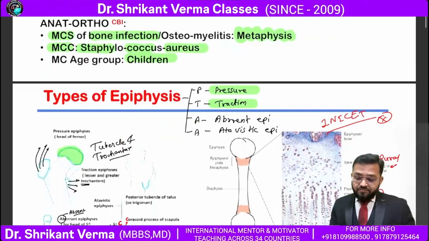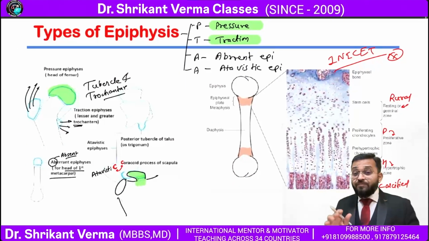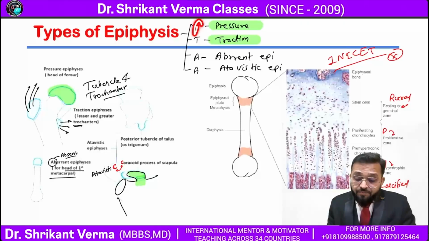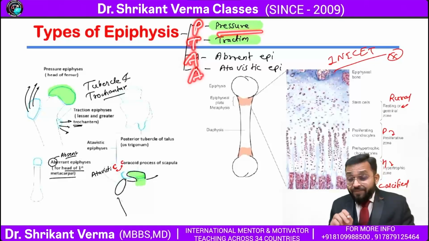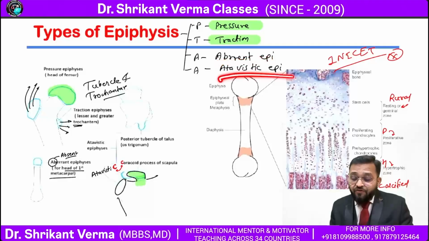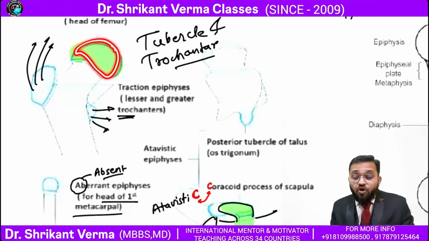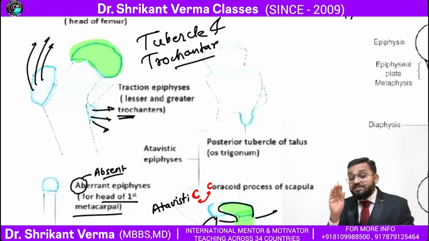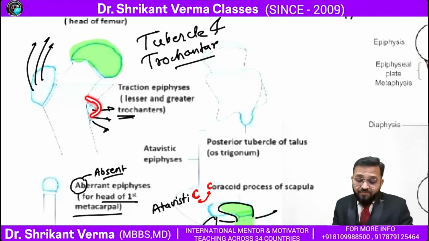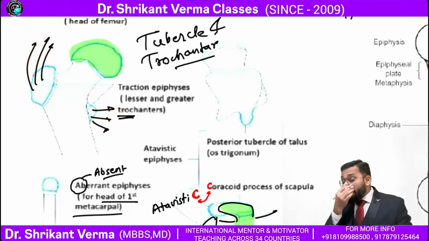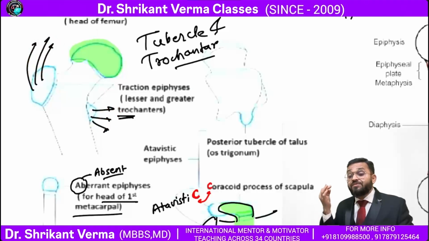Okay. Also, I told you about the types of epiphysis. One question was asked in January 2025. Yes, PTAA, four types. P for pressure epiphysis, T for traction epiphysis, A for aberrant epiphysis, A for atavistic epiphysis. Yes. So, what is the pressure epiphysis? Long bones. Their ends are the classical example of pressure epiphysis. Traction epiphysis: whenever there is forceful pulling and there's development of a trochanter or a tubercle, then it is a traction epiphysis, right, sir?